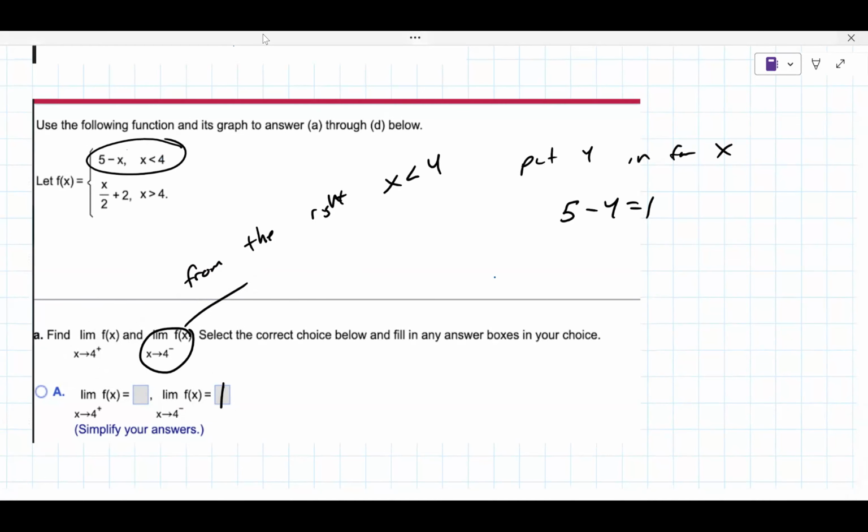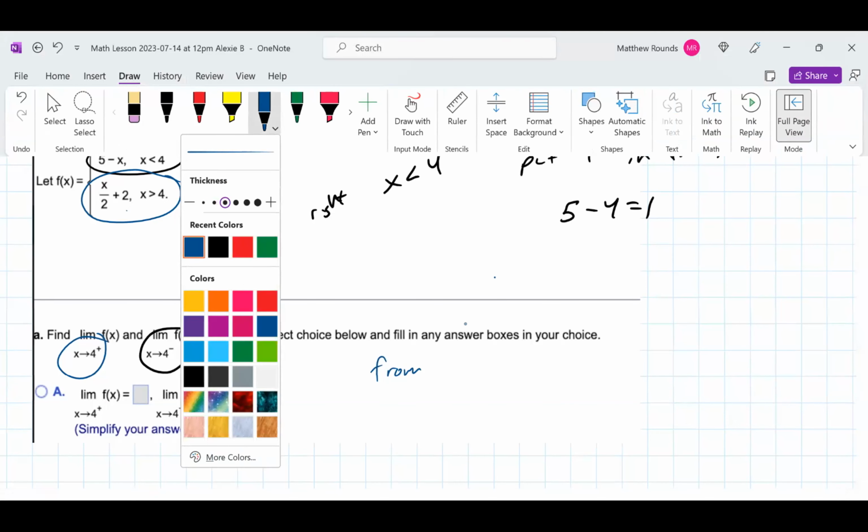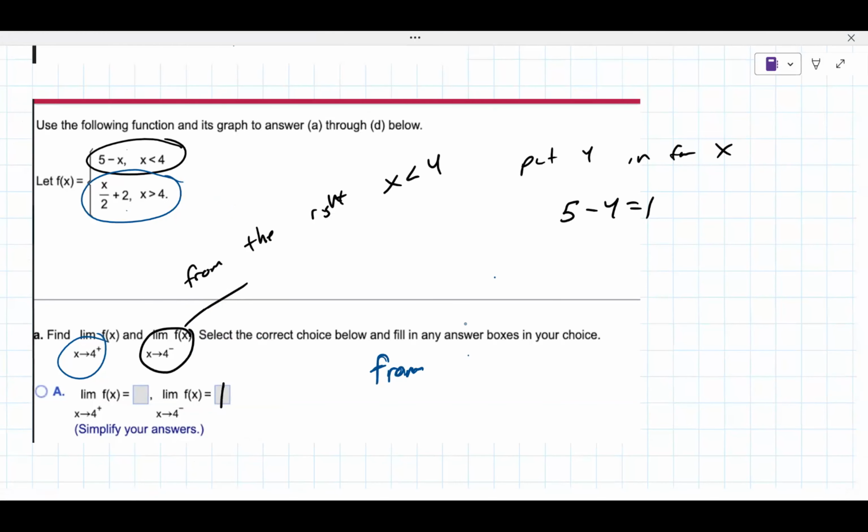From the right is this greater than. From the right is x greater than 4. Okay, so you're using the second one here. You're putting in 4 over 2 plus 2. 4 over 2 is 2. 2 plus 2 is 4. So this is 4.